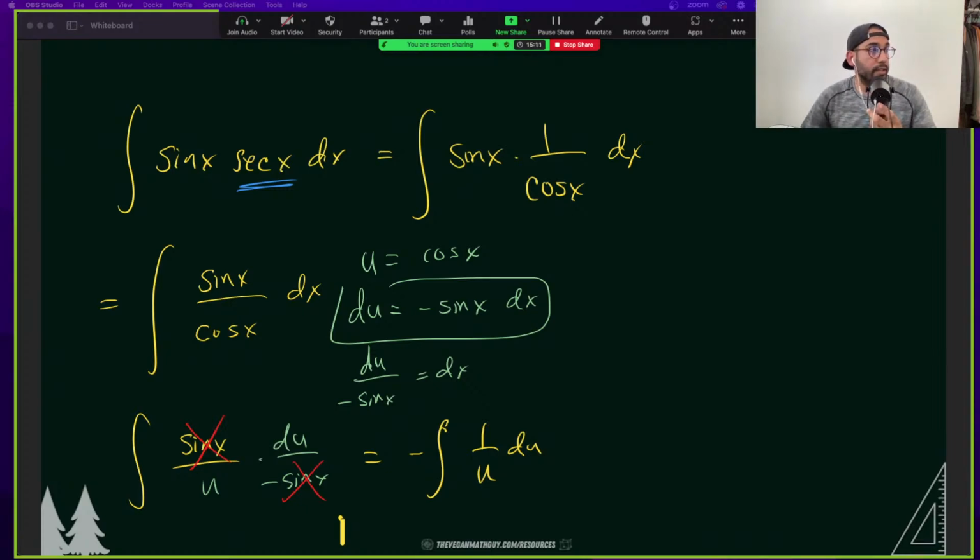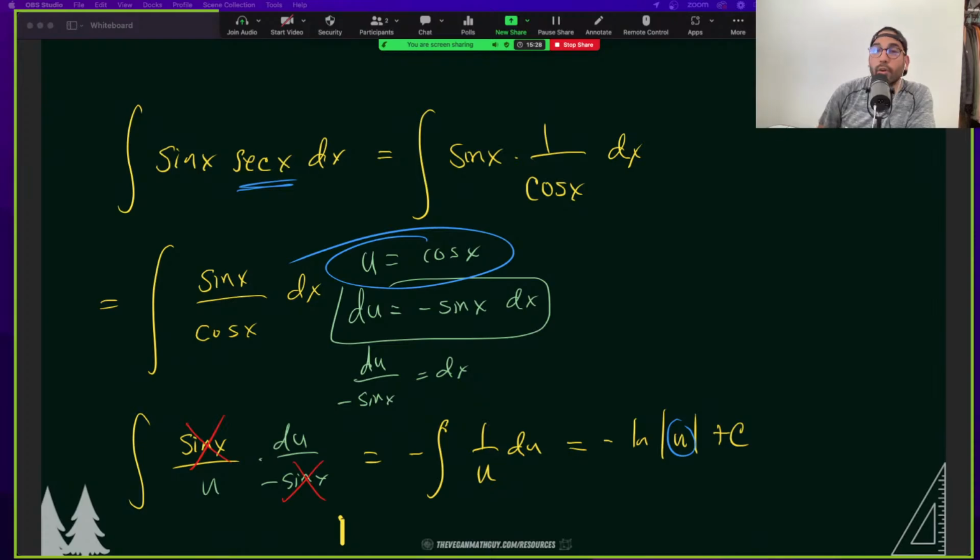And from there, hopefully you guys can see that we can go ahead and integrate this. This is just 1 over u. So this is negative natural log of absolute value of u, and we have our plus c. But because this integral was in terms of x, we have to rewrite this because we have it in terms of u, so we're just going to use the u that we found, which was the cosine, and now we have negative natural log of cosine of x plus c.